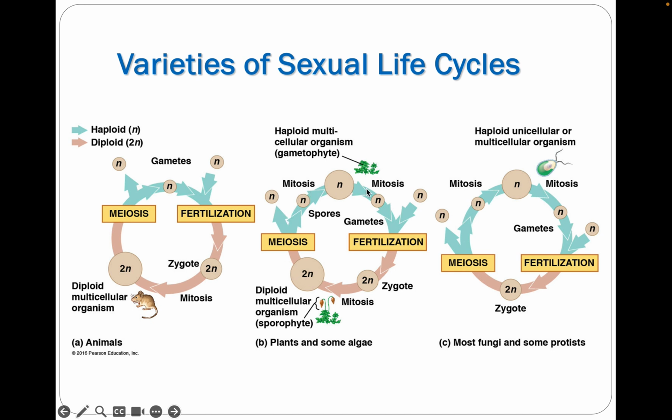So it's almost like there are two different organisms to get you to the sexual reproductive event. So the sporophyte here is diploid, and then the gametophyte that's produced up here is haploid.